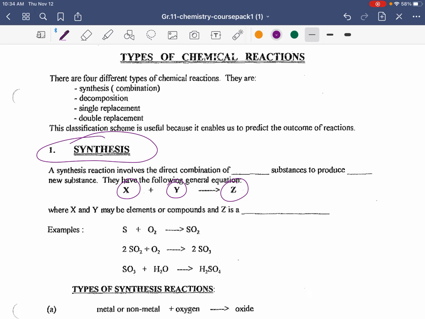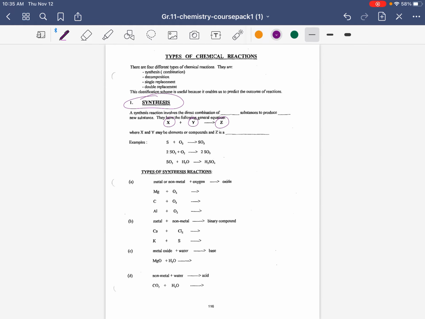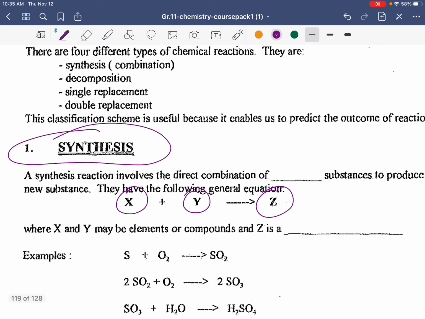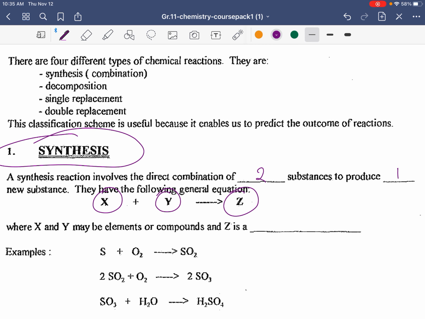So let's fill in the blanks here. This is from your course pack, page number 116, so make sure you go to 116 and put this together. A synthesis reaction involves the direct combination of two substances to produce one new substance. In the general reaction that you see right here, X plus Y will give you Z. X and Y can be elements or compounds, but Z has to be a compound.